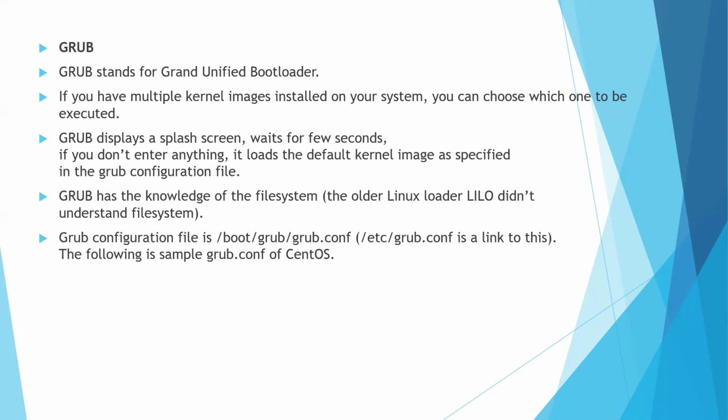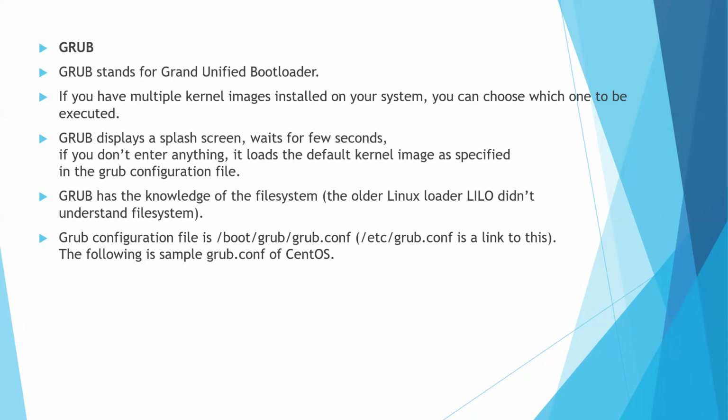GRUB displays a splash screen and waits for a few seconds. If you don't enter anything, it loads the default kernel image. Whenever you boot your system, you will see a splash screen. Wait for a few seconds, and if you don't enter anything, it will load the default kernel. Here is the catch. Whenever you are booting your system, if you want to go into the GRUB menu, then while the kernel information is appearing, you need to press the arrow keys, up and down.